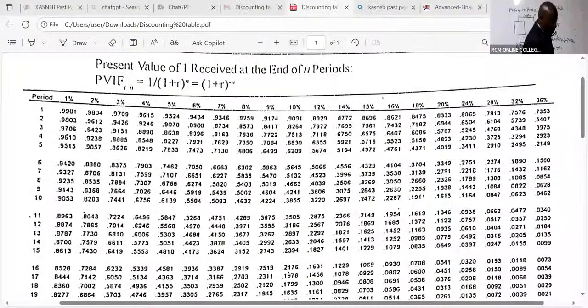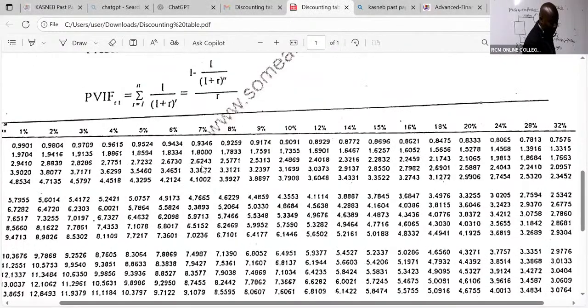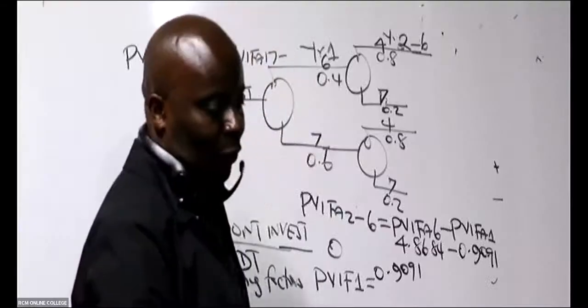Yes, you go to the annuity table. In the annuity table, you can see the PVFA at 10%, in this case 6 years, it is here: 4.8684. Minus PVFA 1. So PVFA 1, ladies and gentlemen, for 10% is 0.9091. The other alternative is that you calculate them using the formula.